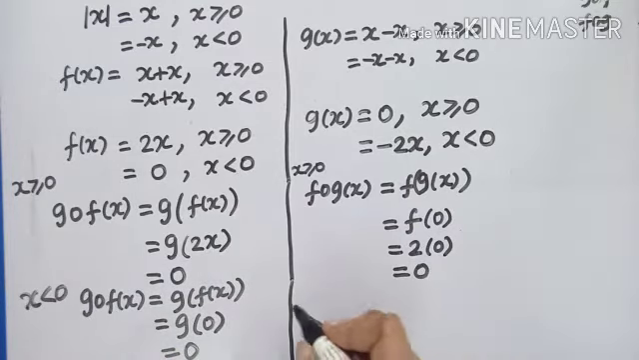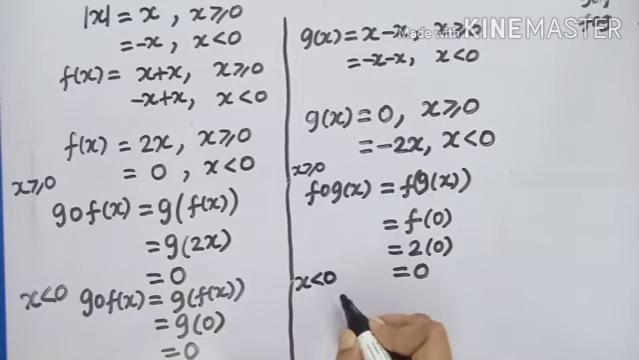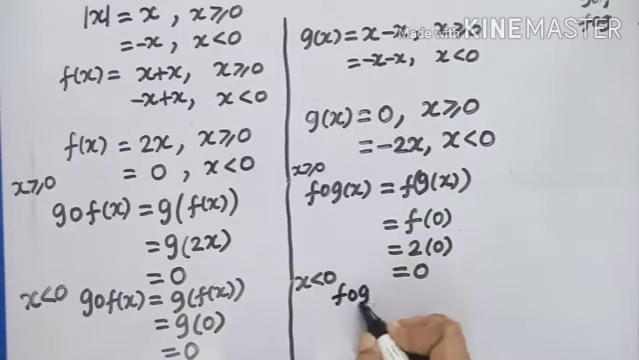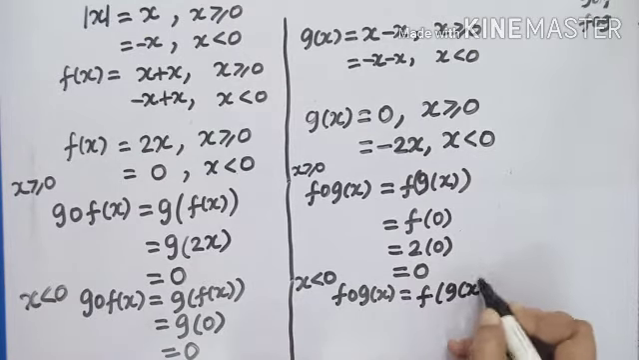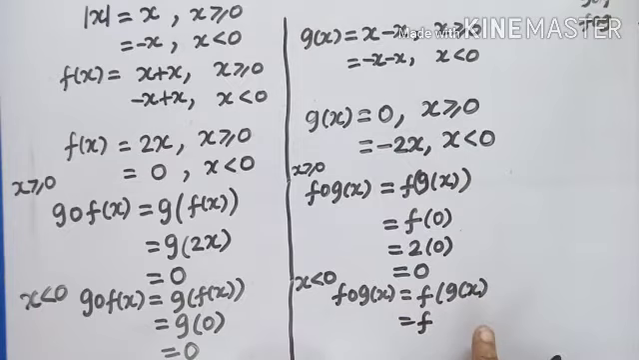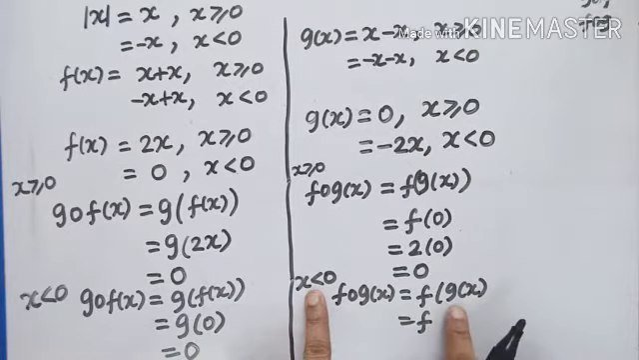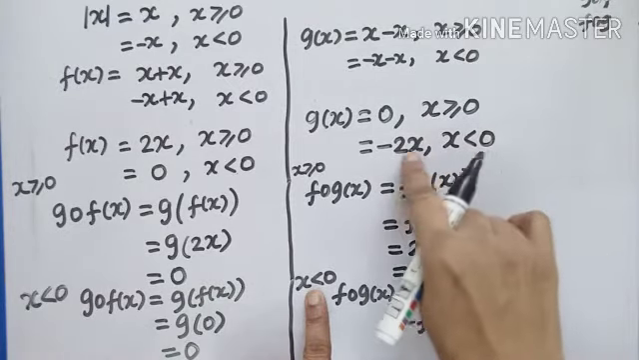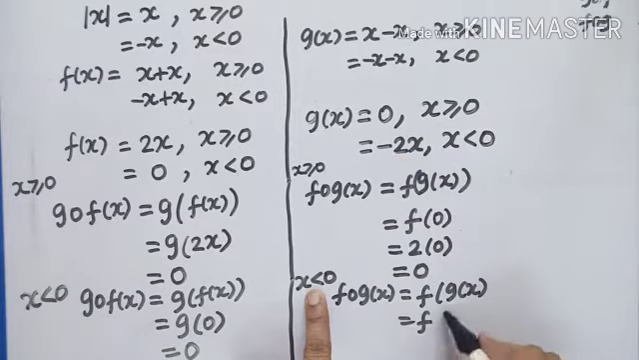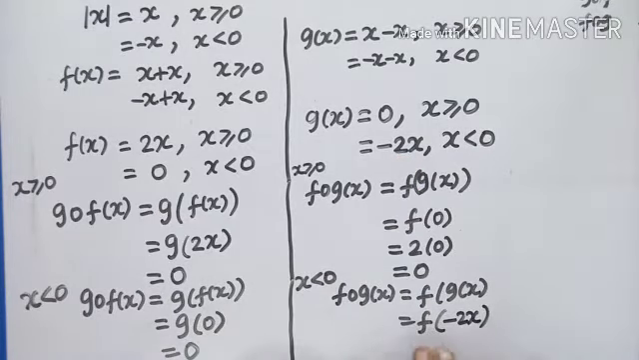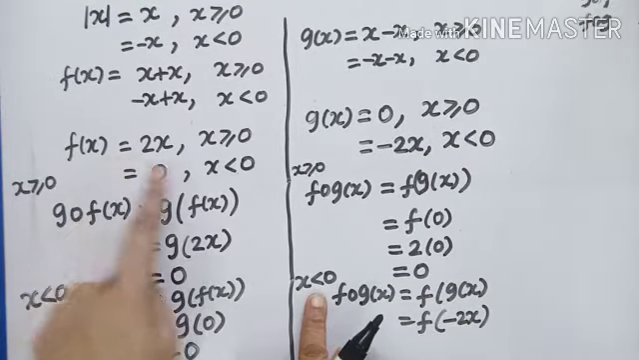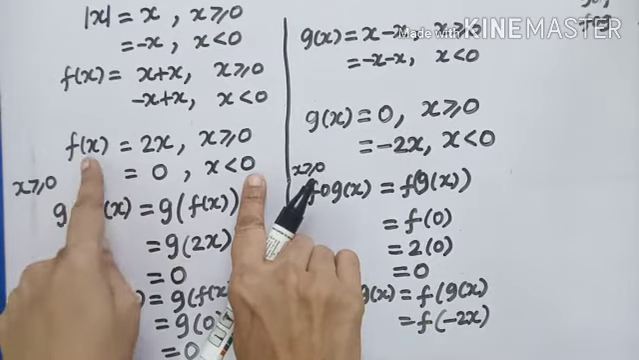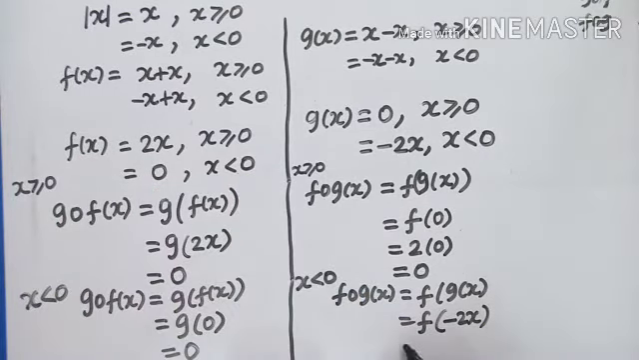Same thing let me do. x less than 0, but now I want f composition g of x, that is f of g of x. Now x is less than 0, and g of x is minus 2x. Now I must go to f. Here f is, and I want less than 0. Less than 0 under f, my answer is 0. So here I get 0.